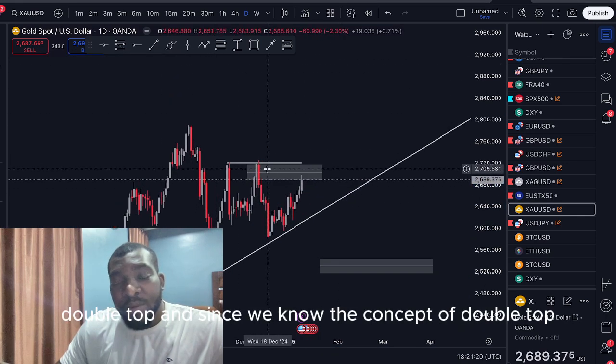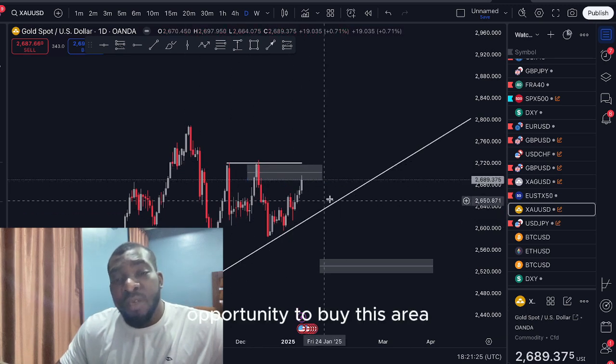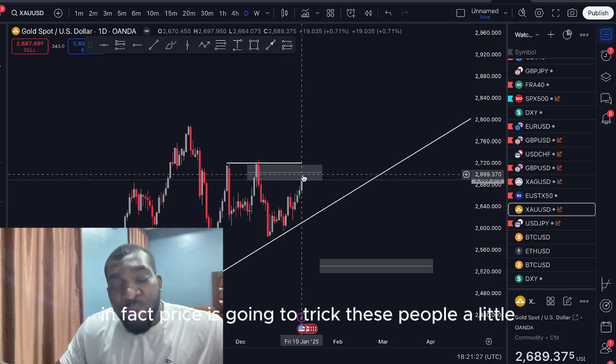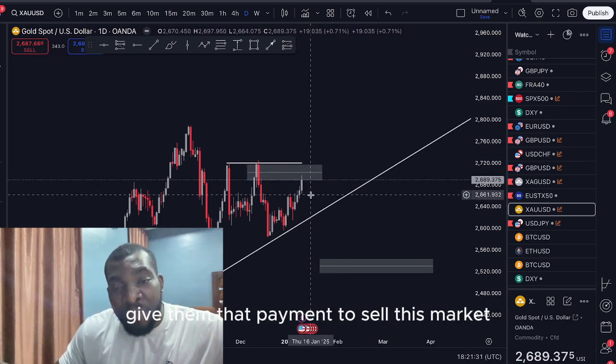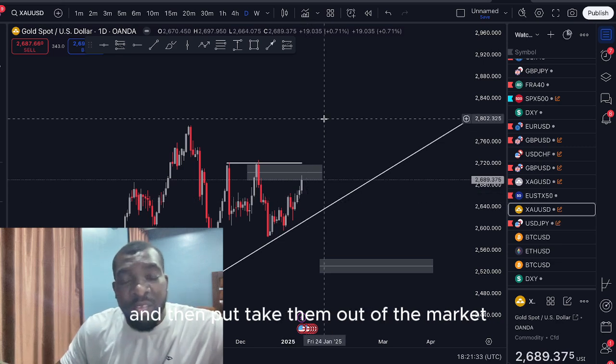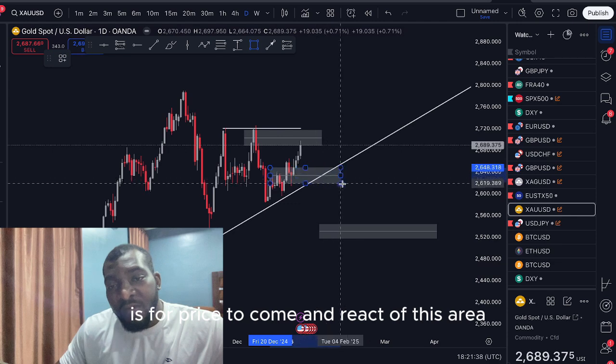And since we know the concept of double top, which is around this area, what we're looking out for is an opportunity to buy this area. In fact, price is going to trick these people a little into selling this market, give them that pin bar to sell this market, and then take them out of the market. So what we are looking out for is for price to come and react off this area.